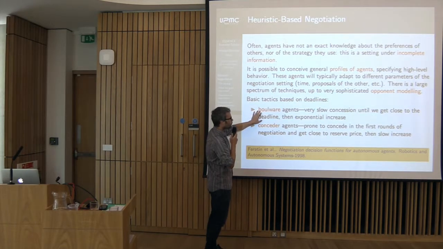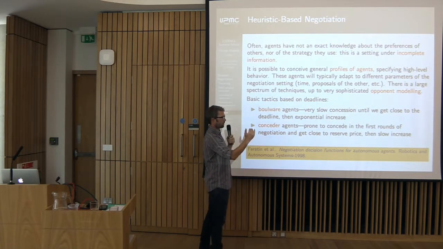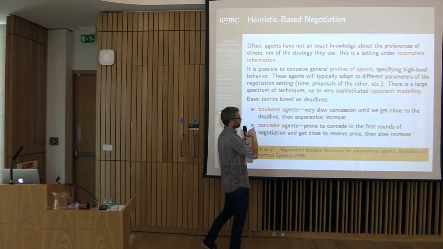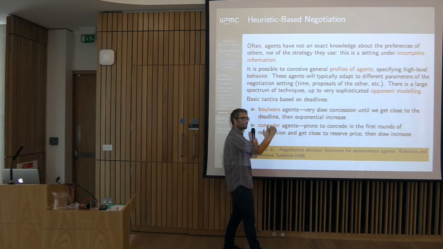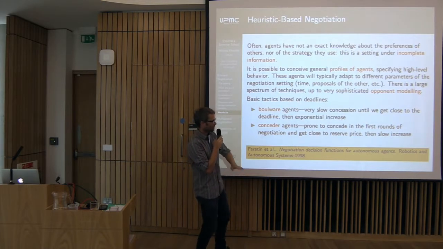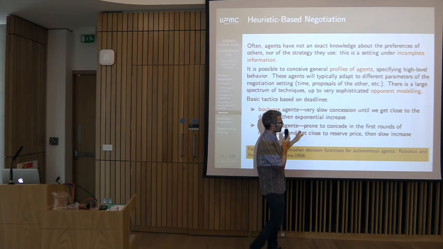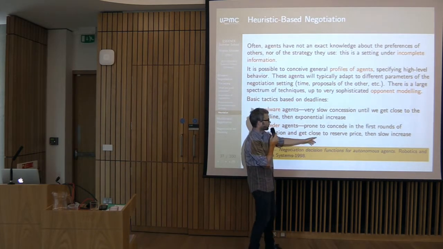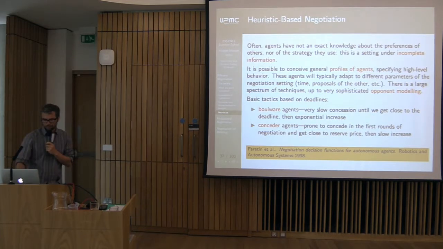First, you can have Boulware agents, so based on deadlines. If you have a deadline, you have different kinds of behavior. You can basically make very slow concessions at the beginning, and then when you get to the end, like on eBay typically, you have the concession curve which goes like that, an exponential increase. Or you can, the other way around, concede in the first round and then try to stick to your reserve price and so on. So these are very simple, time-dependent tactics. Of course, you can vary as you like.